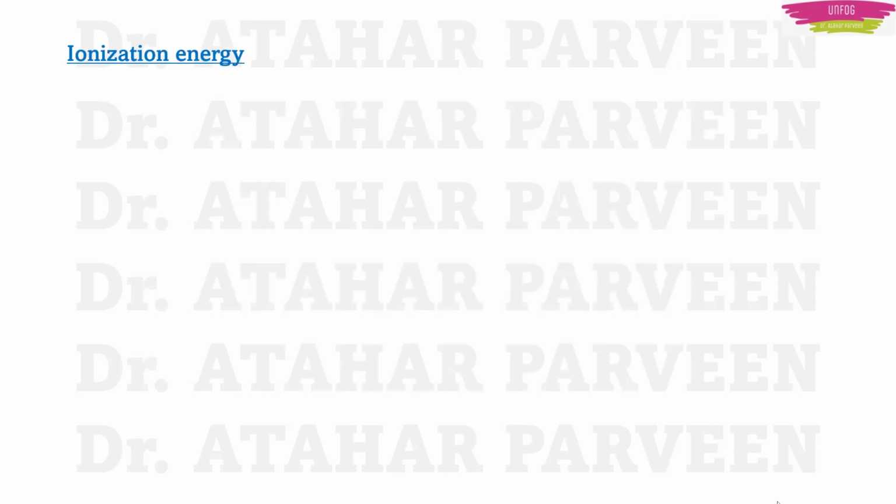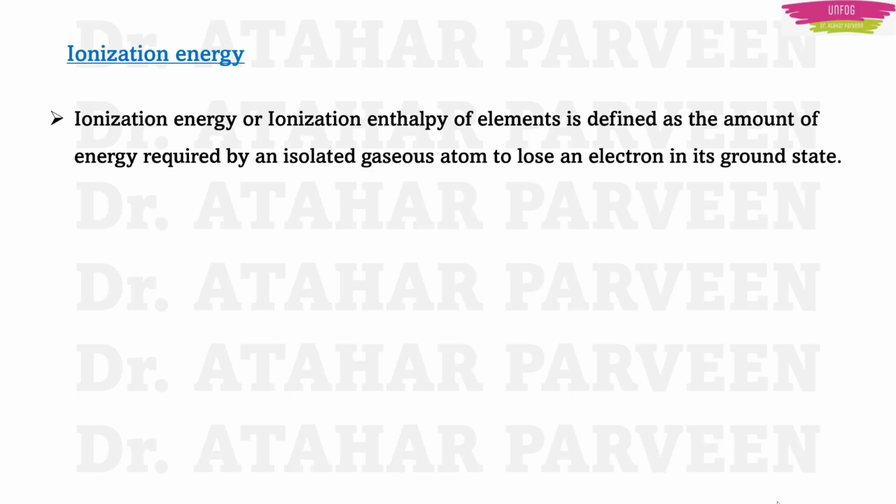Now let's talk about ionization energy. This is also known as ionization enthalpy of elements, and it is defined as the amount of energy required by an isolated gaseous atom to lose an electron in its ground state. Ground state means the state of an atom where it has the minimum energy, the lowest amount of energy. So ionization energy is the amount of energy needed to lose one electron in its ground state.